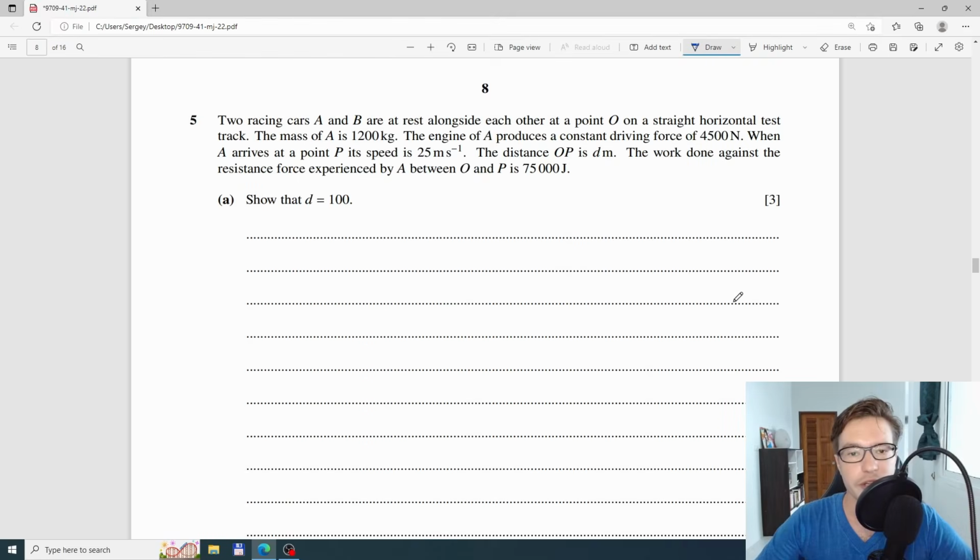Okay, again, we're going to start with the diagram. We have a straight horizontal track. I'll try to draw it as straight as I can. They start at point O. They are alongside to each other, so A and B. Okay, the engine of A produces the constant driving force of 4,500. So F driving equals to 4,500 newtons.